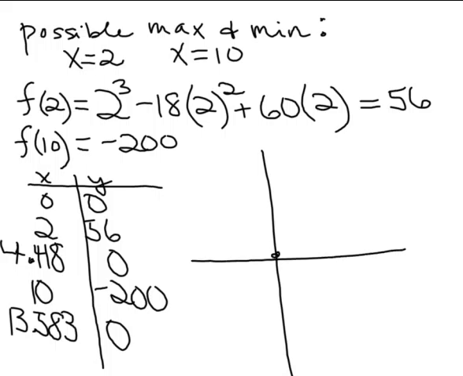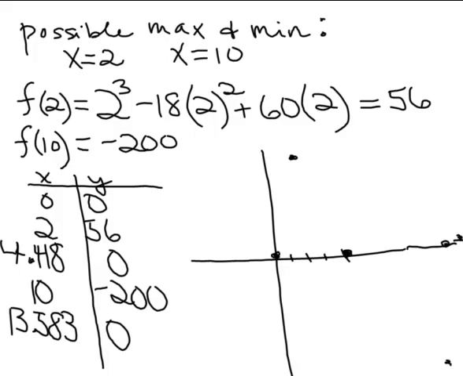Goes through 0, 0. Goes through 2 and 56. So this is 2, 56 is way up there. Then back down around 4, it's at 0. And then at 10, it's all the way down to negative 200. So 10's over here. This thing is way here. And then it goes back up to 0.